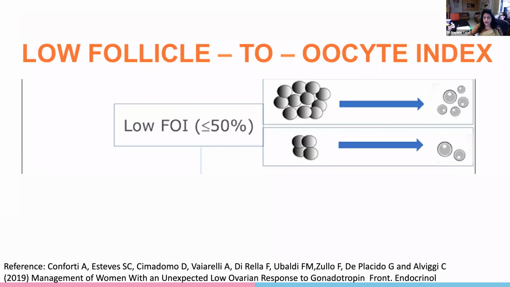And the FOI, low follicle to oocyte index. The first basal antral count is very good, 20, and you expect, okay, I'll get at least 15, 16 eggs, but you end up with 4. That means less than 50%, low FOI. But if there were just 4 antral follicles and you get 2 to 3, it's good enough because the FOI, that is follicle to oocyte index, is good.